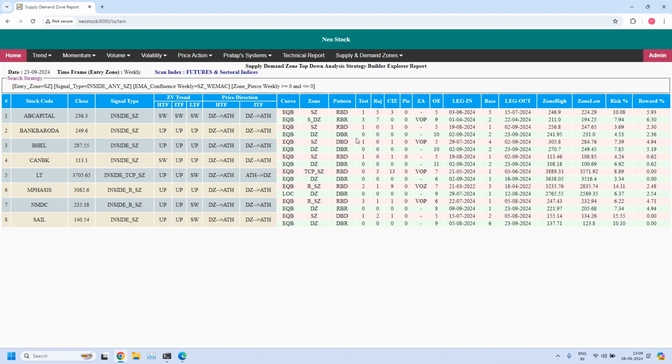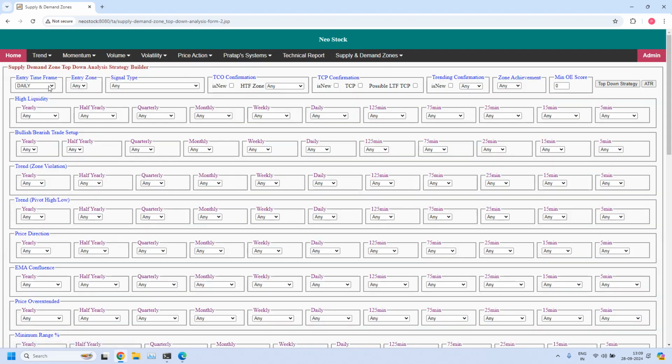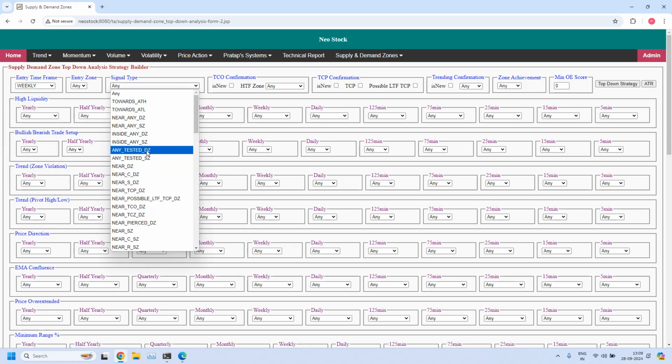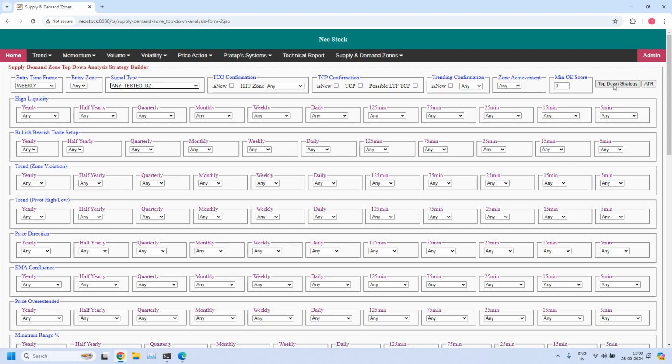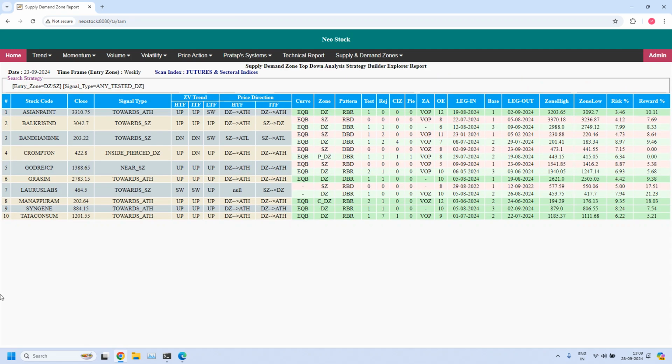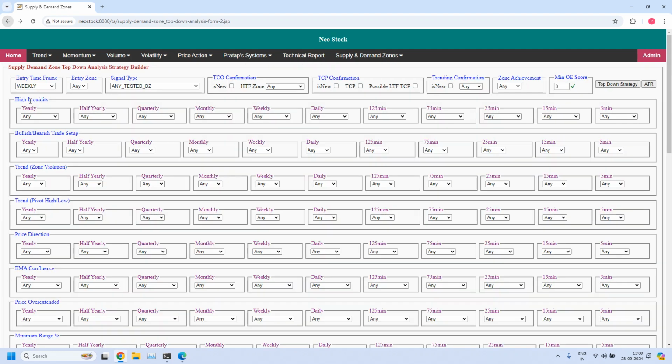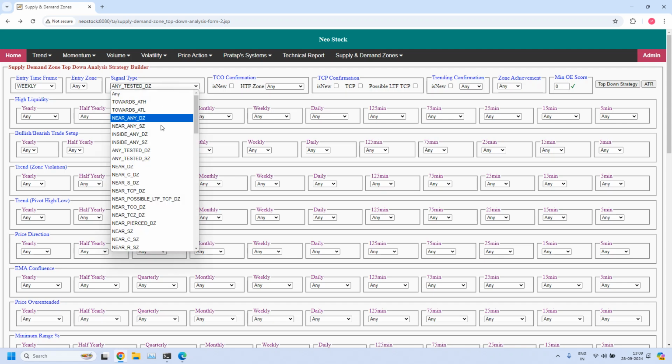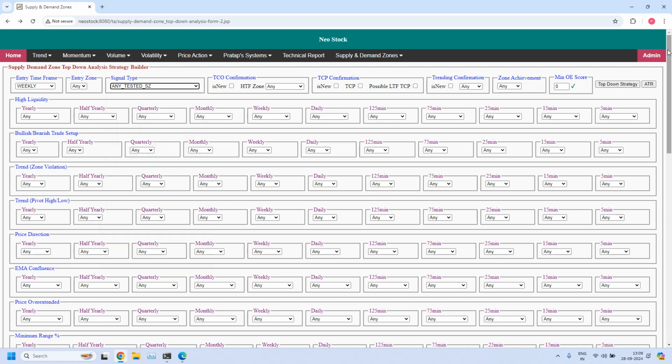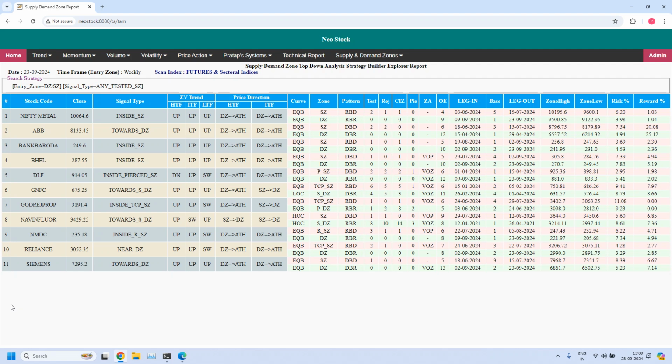Okay, anyway, the next set of reports is about tested zones for weekly time frame. Let us find the stocks tested during this week. Tested demand zones: these 10 stocks having demand zones are tested during this week. Okay, next for weekly time frame, let us find the stocks having supply zones tested during this week. So these 11 stocks having supply zones are tested during this week.